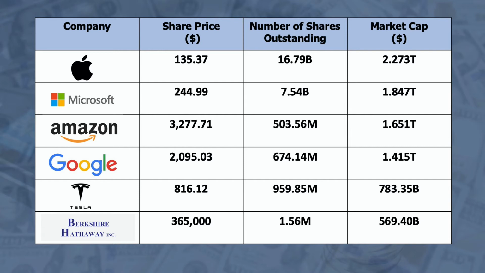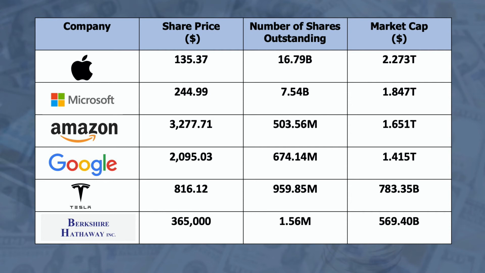And then next down we've got Microsoft, then going on to Amazon, Alphabet, Tesla, and then Berkshire Hathaway. So you'll see that there's quite a big difference between the share prices of these companies. You've got Apple and Microsoft, they're similar, Apple being 135 and Microsoft being 245. But then you see Amazon, they've got a current share price of $3,277, but their shares outstanding is actually less than the ones for Apple and also Microsoft. So that gives them a total market cap of 1.65 trillion.